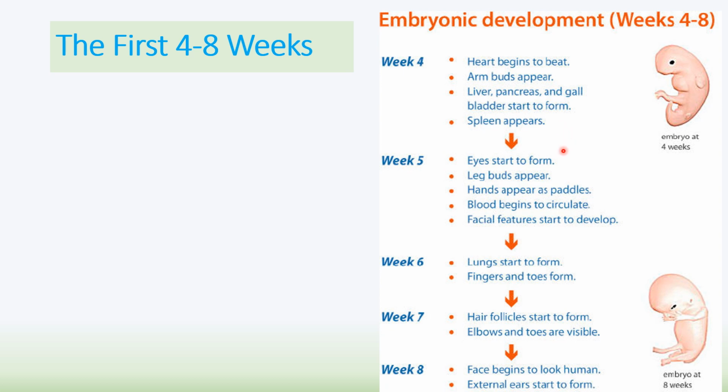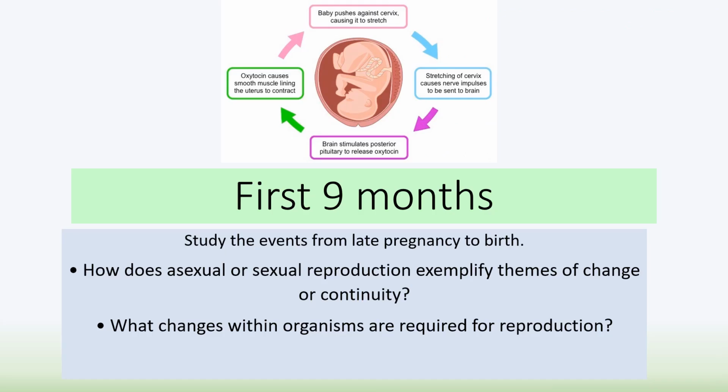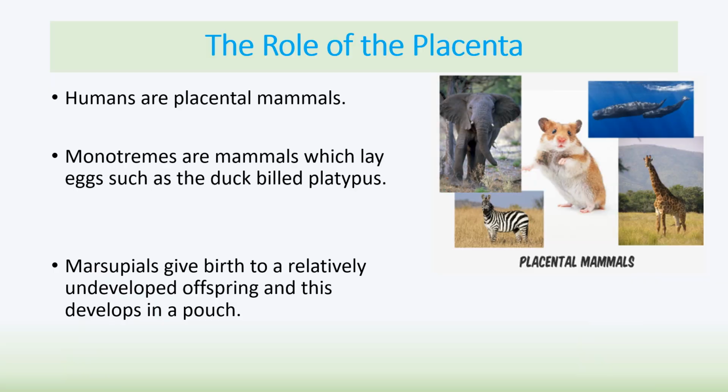Eyes and legs appear at week 5. The blood begins to circulate. Week 6, the lungs start to form, fingers and toes start to form, and hair follicles at week 7. Elbows and toes become visible, and then the face starts to look more human, and you start to get ears forming. If we look at the first 9 months, and more importantly, how hormones contribute to the development of the first 9 months, is another area that is quite important, that will lead to the birth of the child as well.